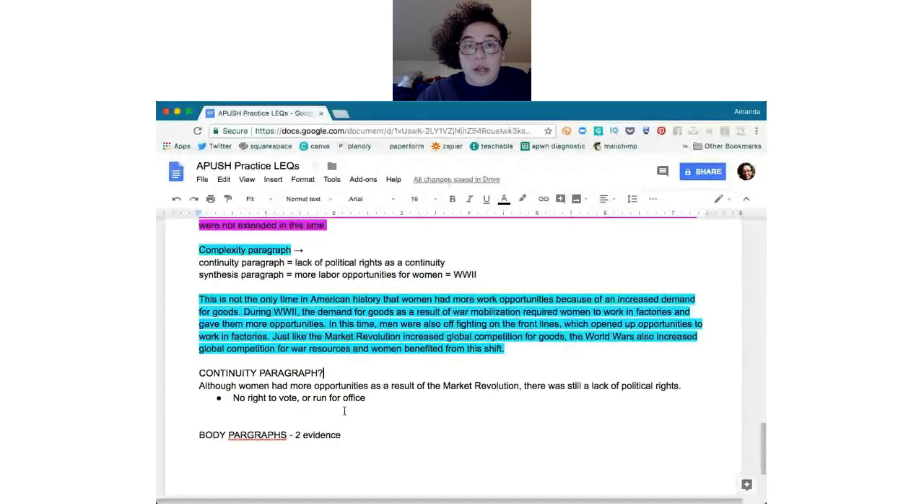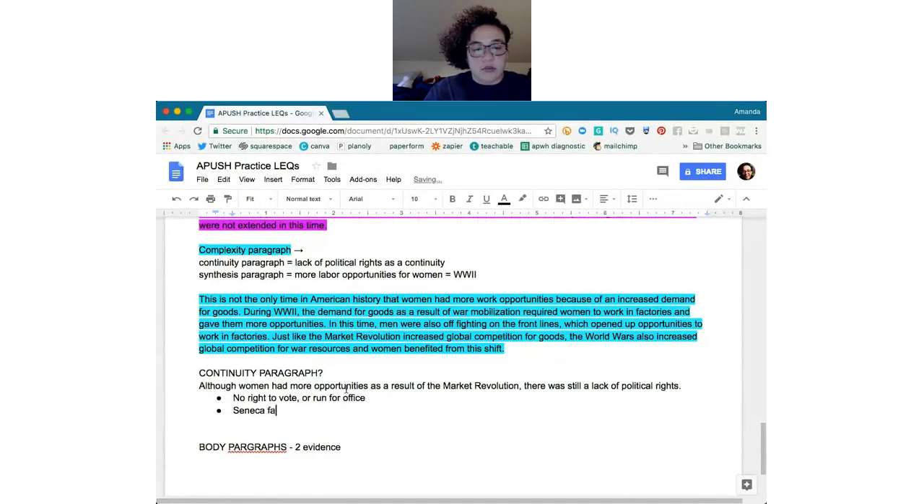to prove your point. Give some other clear examples of how political rights didn't change and why that was a problem. And here you could even talk about Seneca Falls, right? As an example of a lack of political rights, right? There's reform movements happening.